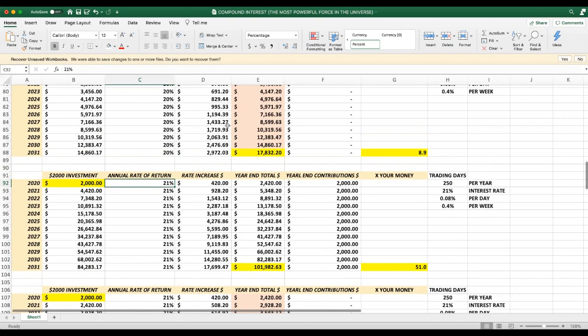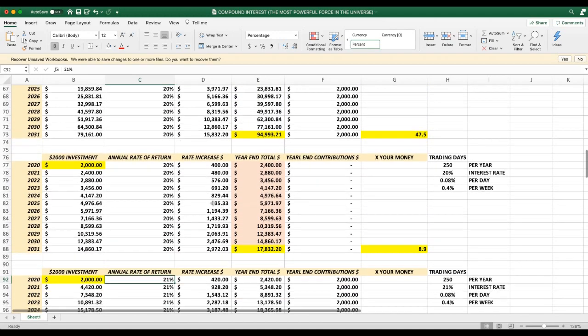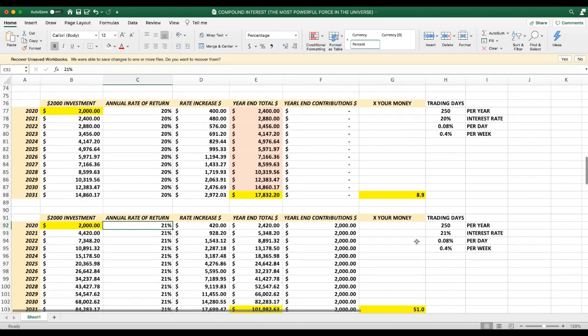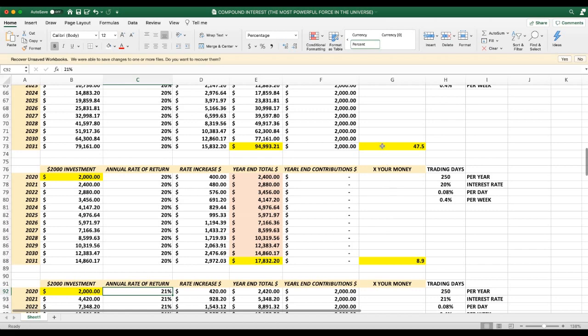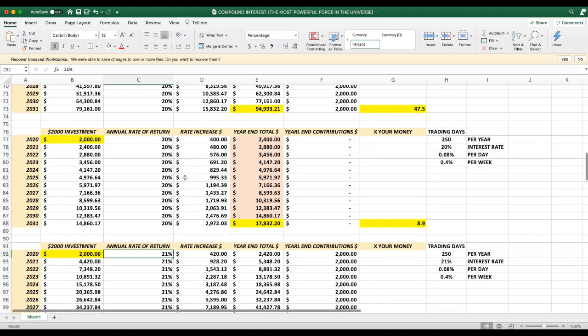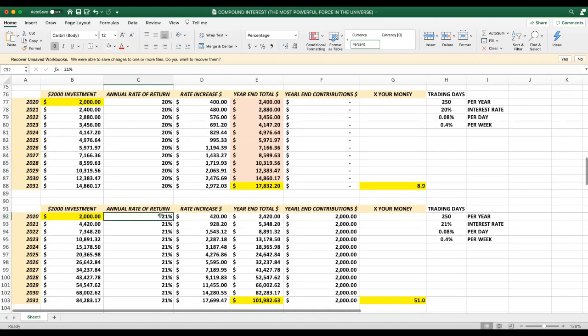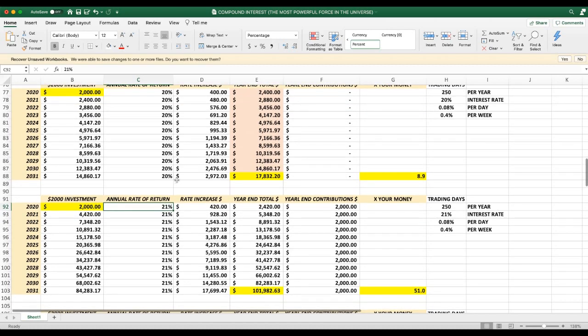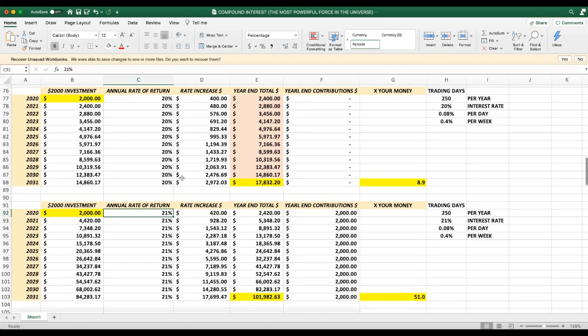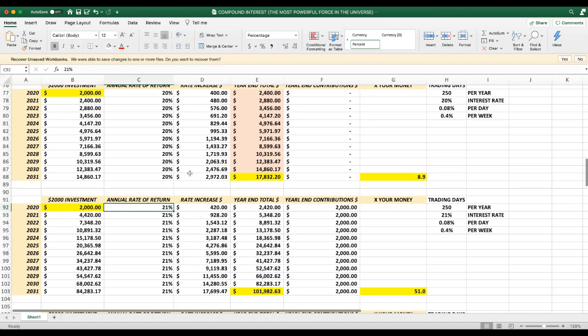Now, you see the difference between 20% and 21%. Anyway, let me go up here. That's a huge difference, 51x versus 47x. Now, every percent really matters. This is what I'm kind of trying to get to. This is kind of the point, meaning every percent of that rate of return matters. So don't be loose and wild with your trades, because every percent makes a huge difference.